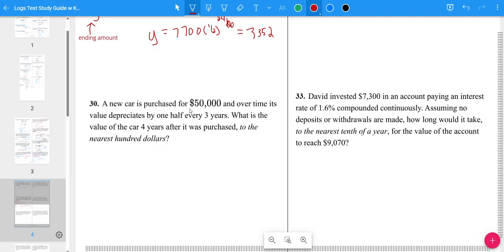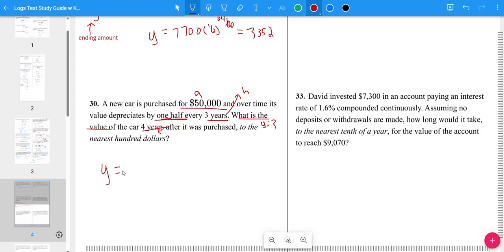Same thing for 30. It's depreciating by half. It's going down by half. So the new car is purchased for $50,000. So this is my starting amount. And over time, it multiplies by half every 3 years. This is my H, how long it takes to halve. He wants to know the value T years after it was purchased, like T is 4, so 4 years after it's purchased. What is the value? We want to know the ending amount.